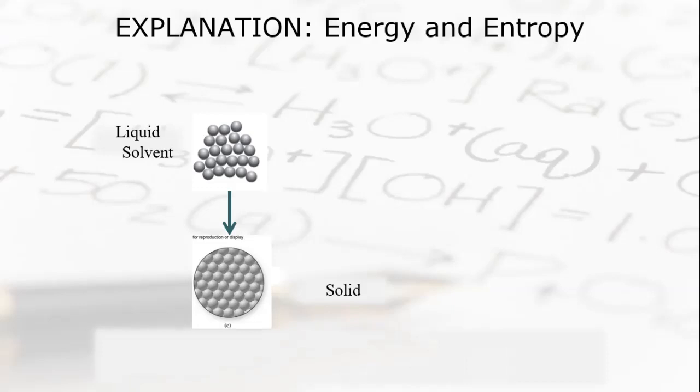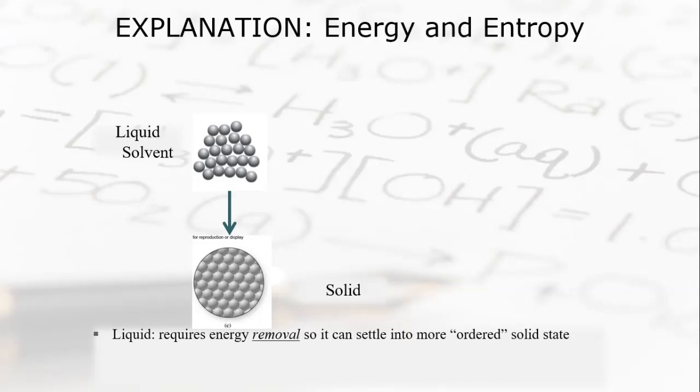Now, in order to accomplish this, we had to remove kinetic energy so that the potential energy of attractions could take over and pull the molecules together, right? So in other words, freezing requires energy removal so that the particles can settle into the more ordered solid state. Notice that because you're going from a less ordered to a more ordered state, in other words, from a more random to a less random state, you essentially have a decrease in entropy. In other words, delta S is negative. Remember, we said S is the standard symbol for entropy.